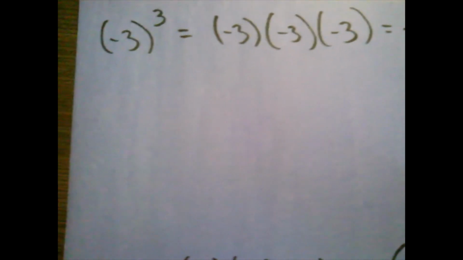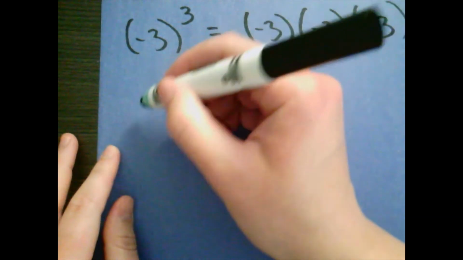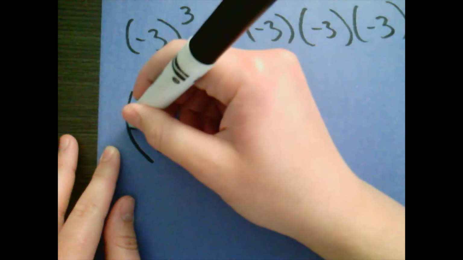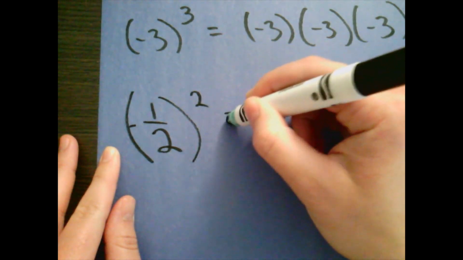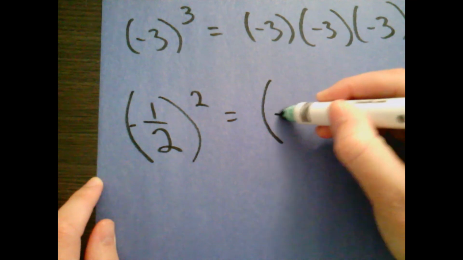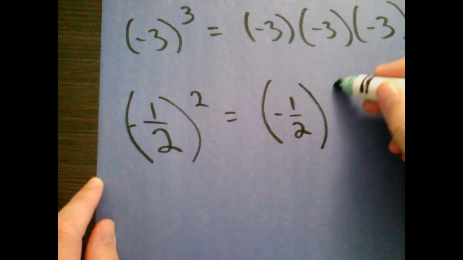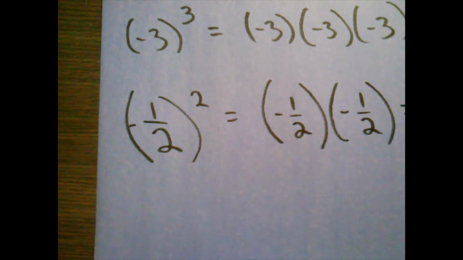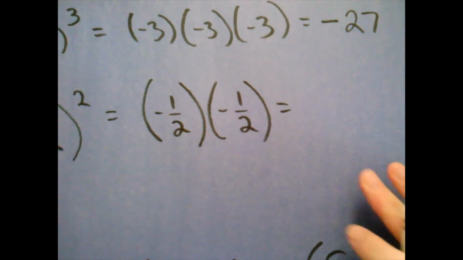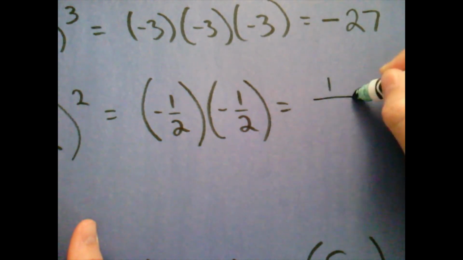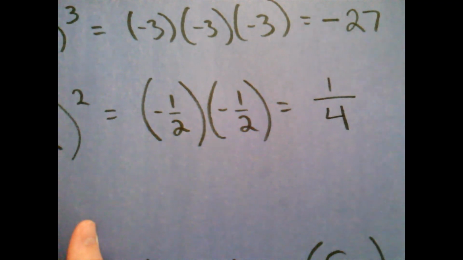What about one half, but let's make that a negative, to the second power? This is the same thing as saying what? Negative 1/2 times negative 1/2. We know it's going to be a positive because we only have two negative numbers, 1, 2. So we know by multiplication rules, 1 times 1 is 1, 2 times 2 is 4. So our answer is 1/4.